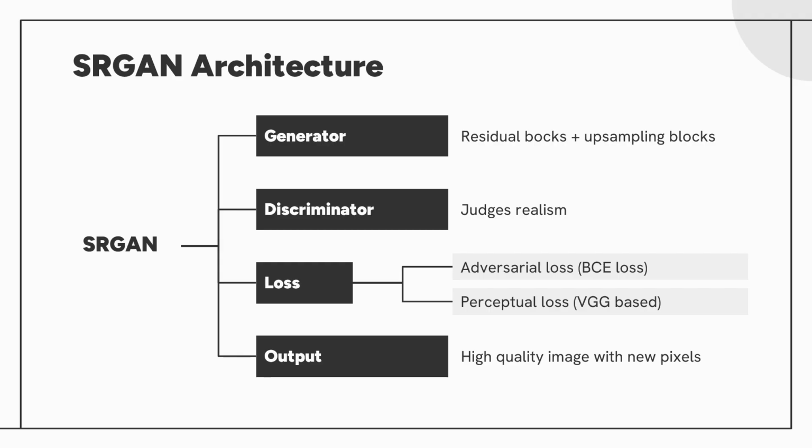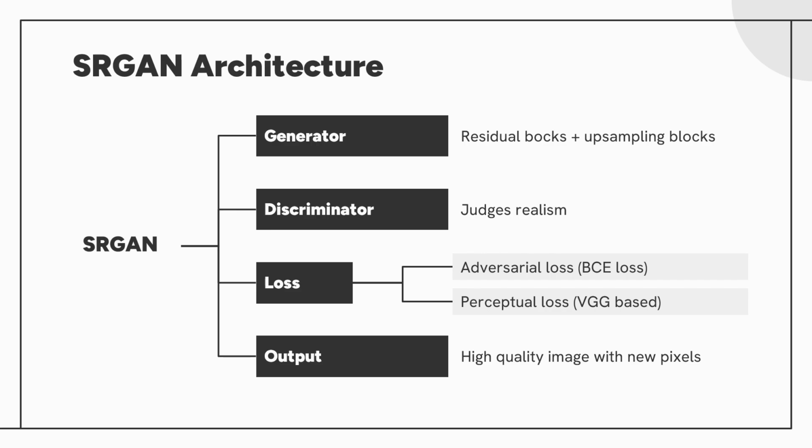SRGAN consists of 2 key components, the generator and the discriminator. The generator is responsible for creating high-resolution images from low-resolution inputs, while the discriminator tries to distinguish between real high-resolution images and those generated by the network. This adversarial setup helps the generator produce images that are not only sharp, but also visually realistic.